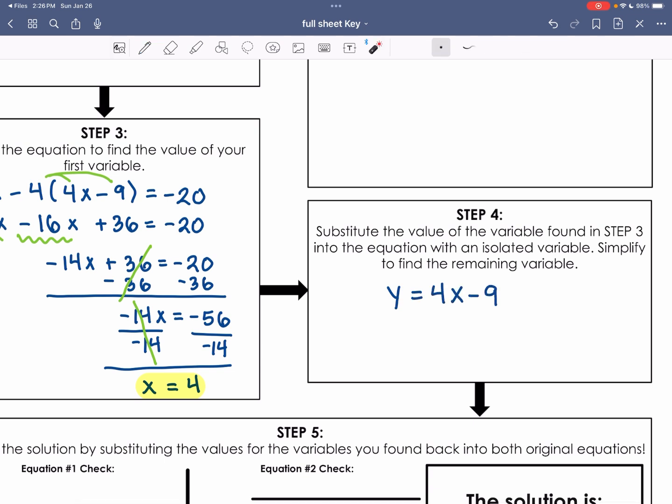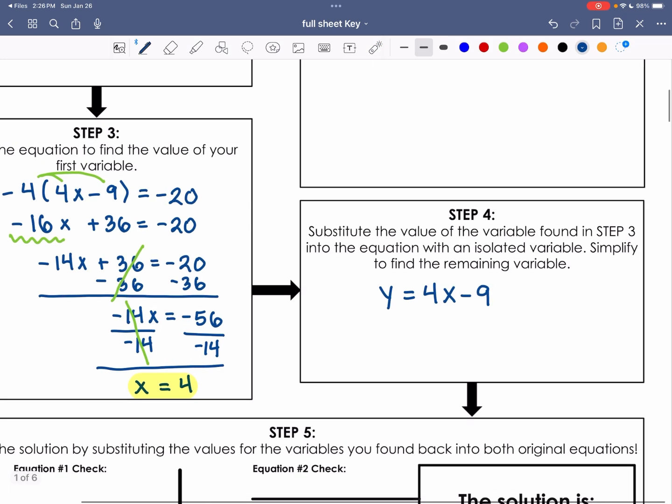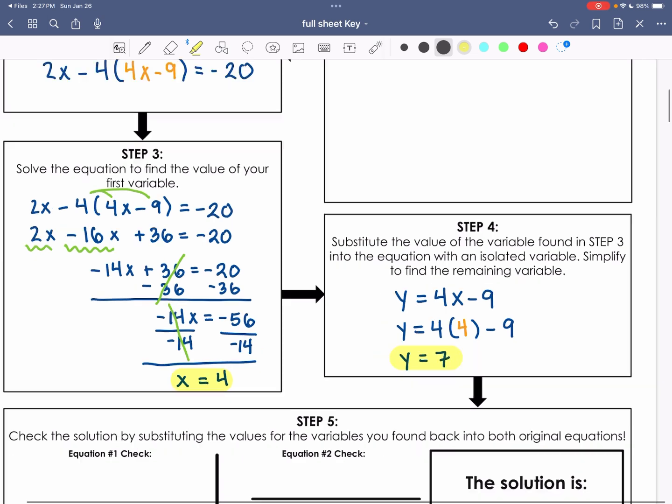But thanks to the solving we just did in step 3, we now know that x is 4. So we will do some substituting there. So instead of x, we are substituting the value 4. And then if we do a little simplifying, 4 times 4 is 16. Take away 9 leaves us with 7. So now we have the value of our second variable.